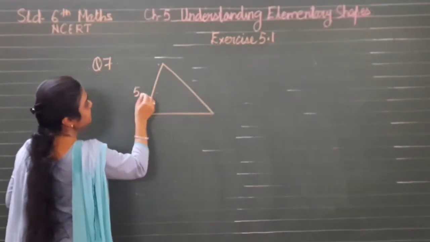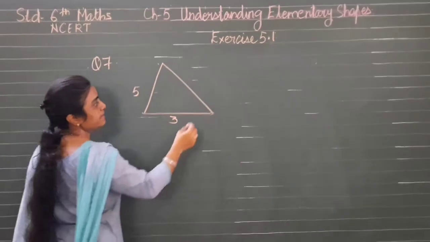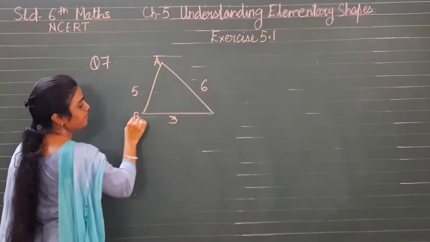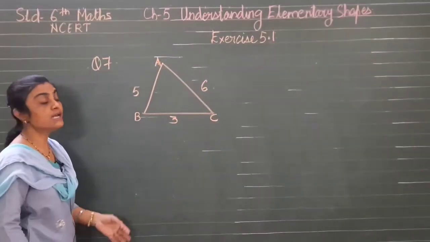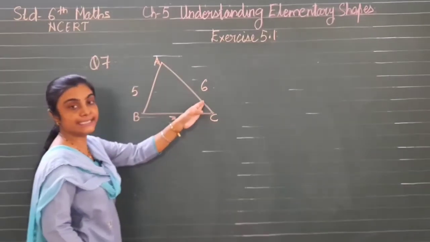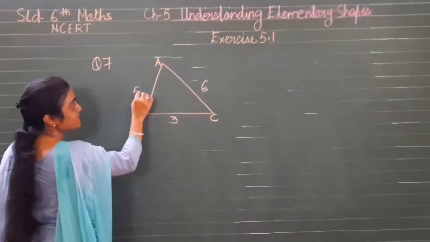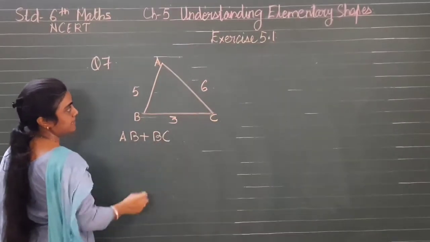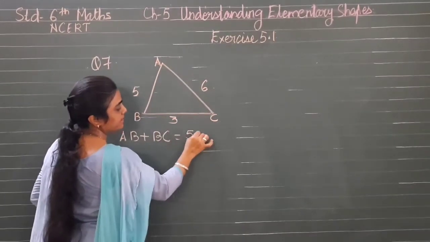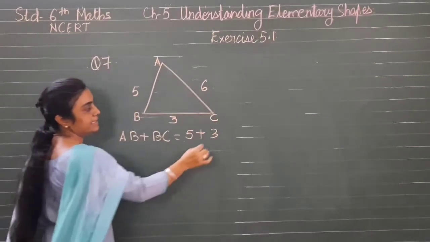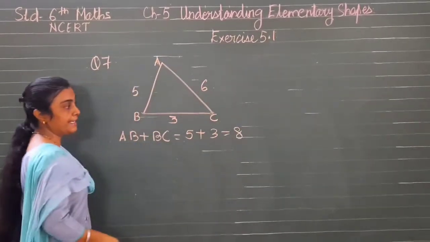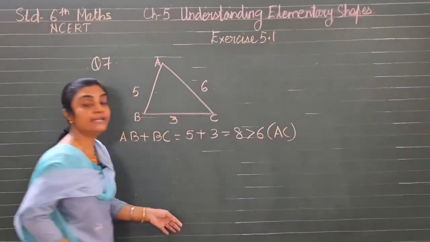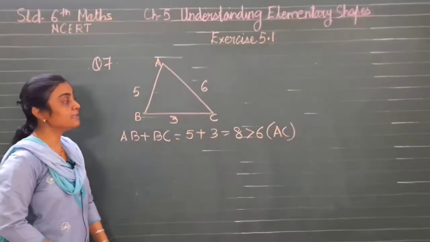Suppose this is 5 centimeter, this is 3 centimeter and this is 6 centimeter. Let us name it as A, B and C. We have to prove that the sum of 2 sides is always greater than the third side. Now let us take these 2 sides, AB plus BC. AB is 5 centimeter and BC is 3 centimeter, which is equal to 8, and 8 is greater than 6, and 6 is your line segment AC. So it is greater than the third side.